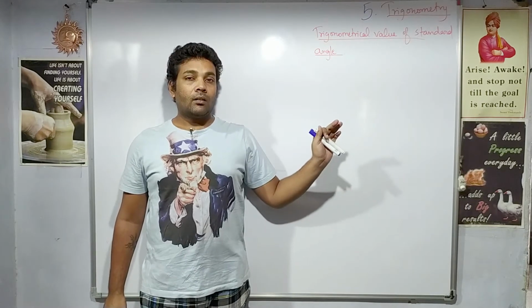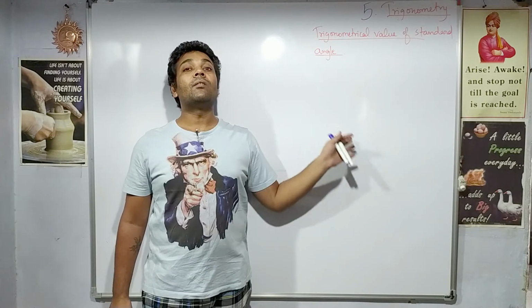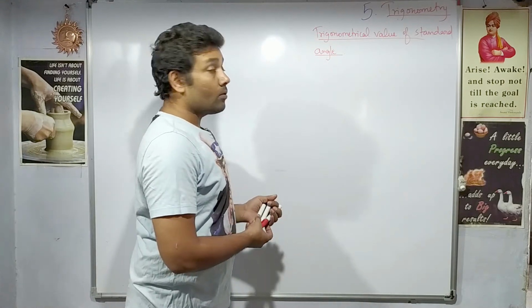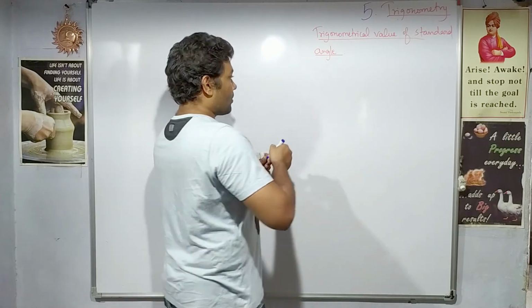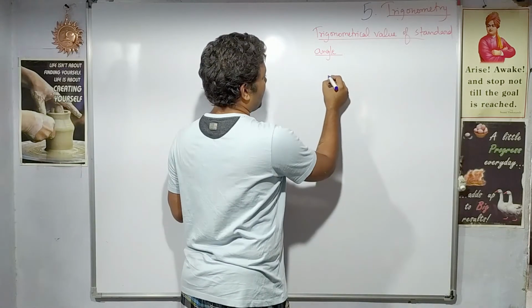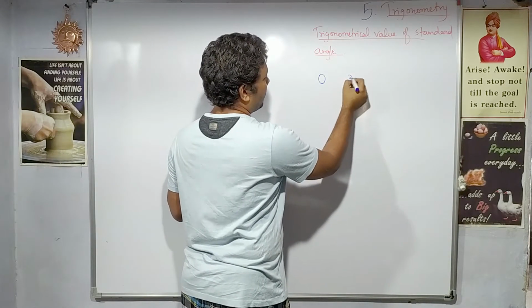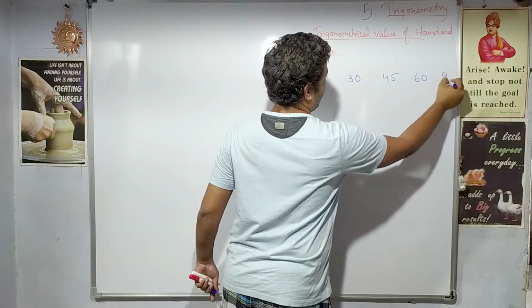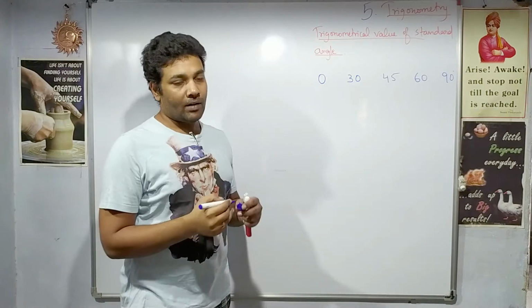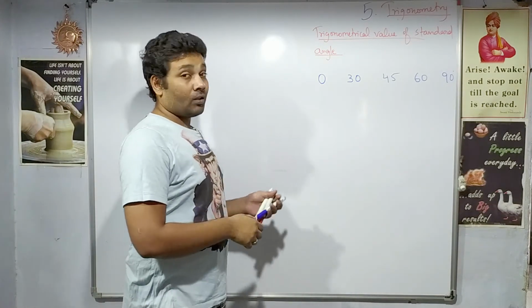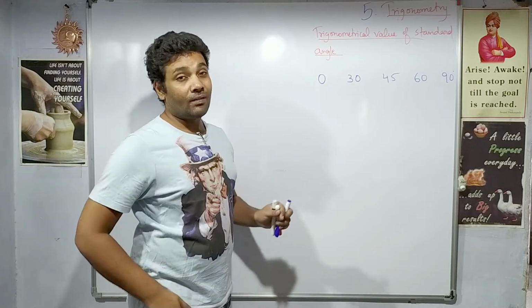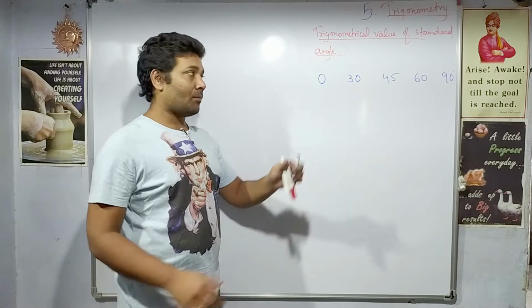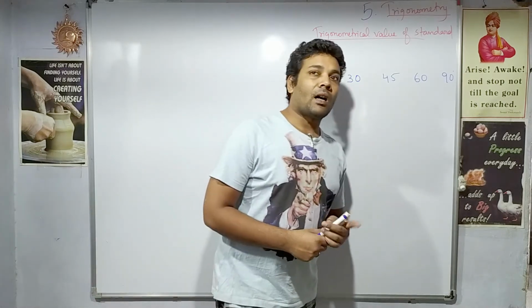But from those values between 0 to 360, we have selected some standard values. What are those standard values? Those standard values are 0, 30, 45, 60 and 90. What is the use of these standard values and their trigonometrical values, we will see in the forthcoming lectures. So let us start.